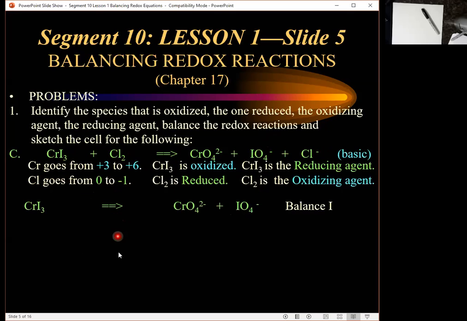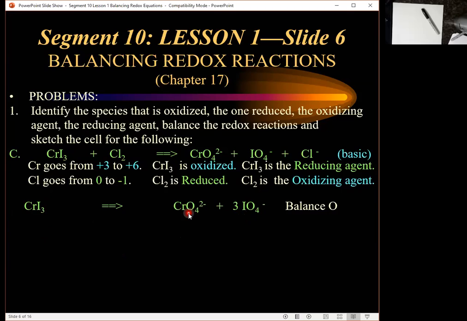Now, we've got to put our two half reactions together. If you look at that, we've got chromium 3 iodide, and we're going to iodate here. Chromium is already balanced, one on each side. We need to balance iodine next. We do that by putting a 3 in front of the iodate ion. That will balance chromium and iodine at this stage.